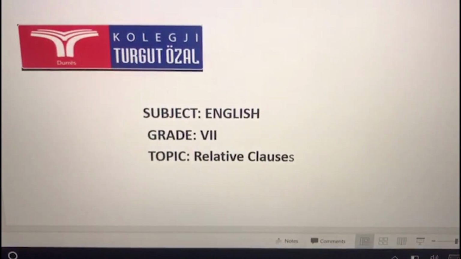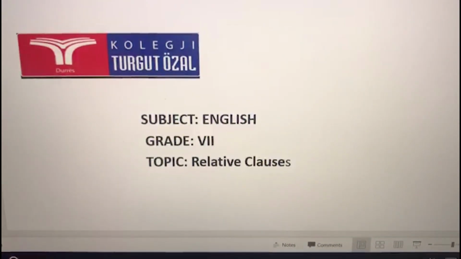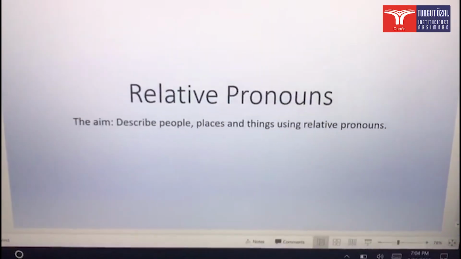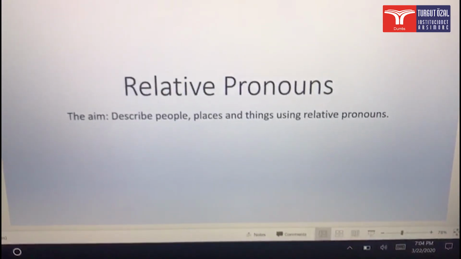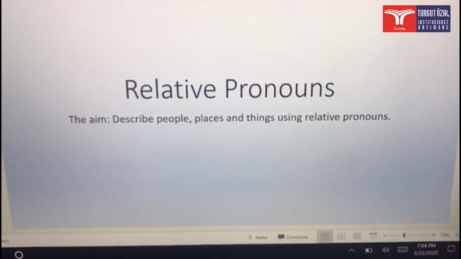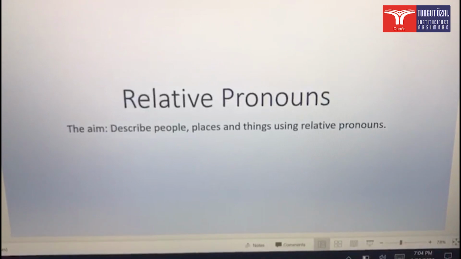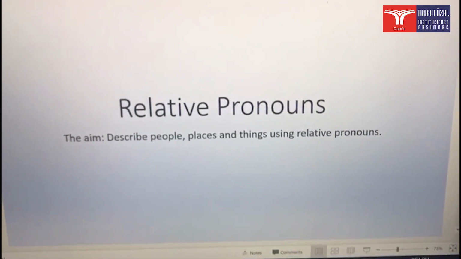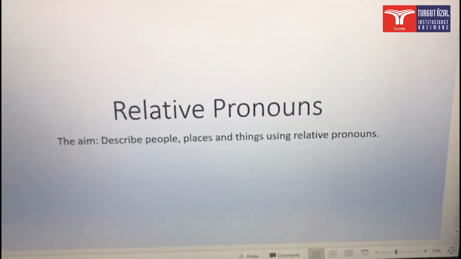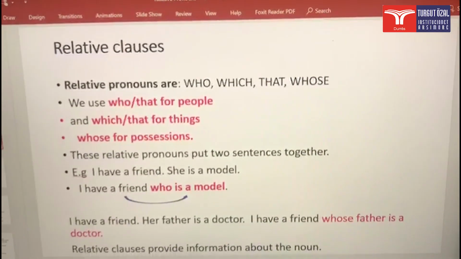Got a really challenging topic today. Relative clauses. Let's start with the relative pronouns. The aim of our lesson is to learn how to describe people, places, and things using the relative pronouns. But which are the relative pronouns?